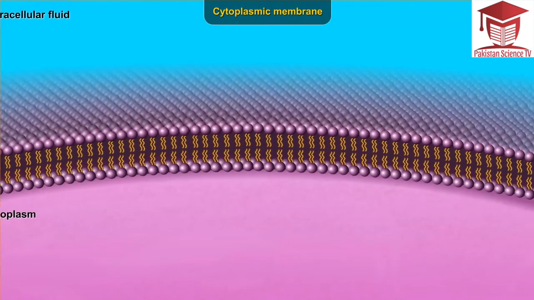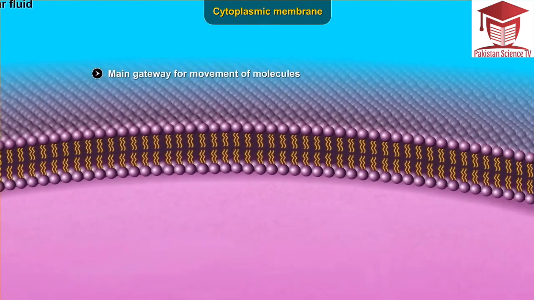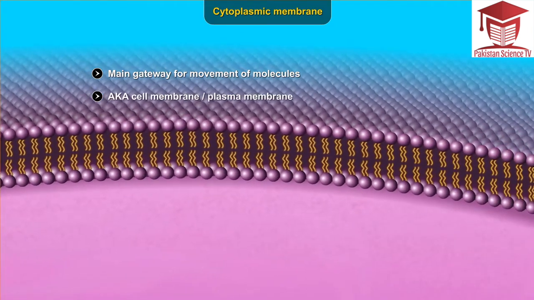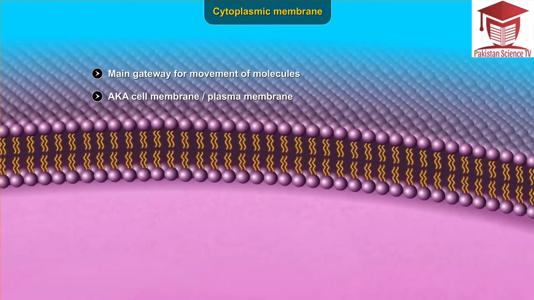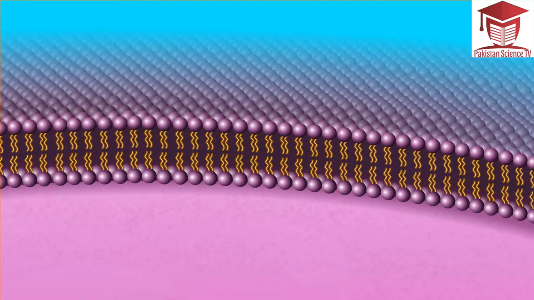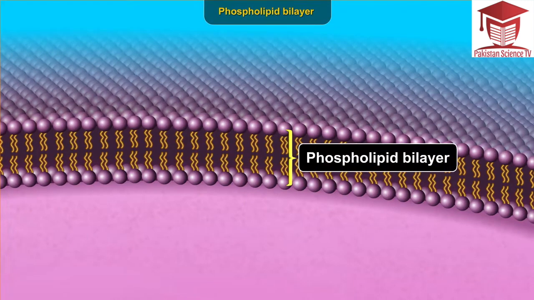The cytoplasmic membrane of a prokaryotic cell is the main gateway for movement of molecules in and out of the cell. This membrane may also be called the cell membrane or plasma membrane. Cytoplasmic membranes in bacteria are comprised of a phospholipid bilayer.